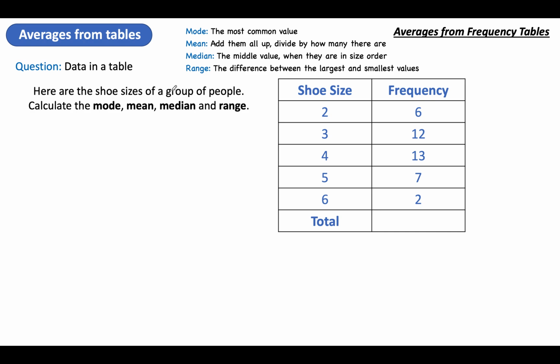Oh, we are done. Let's go. Right, the mode. The mode is the most common. Well, which shoe size has the biggest frequency? It's a close run thing, but it's 4. Doesn't matter that 3 is close. 4 has the highest frequency, so it's that.